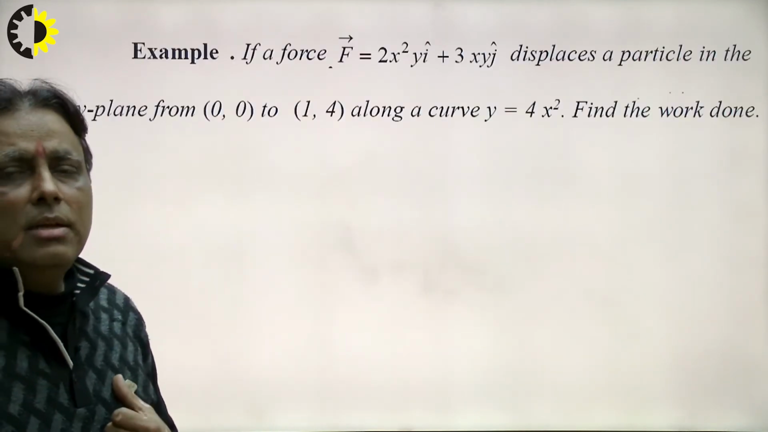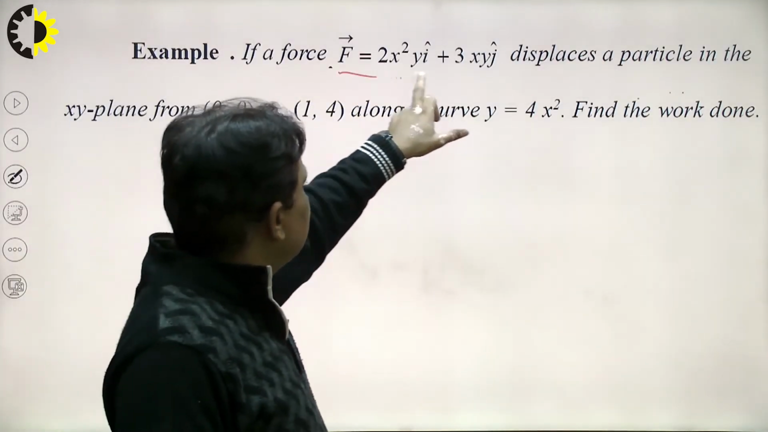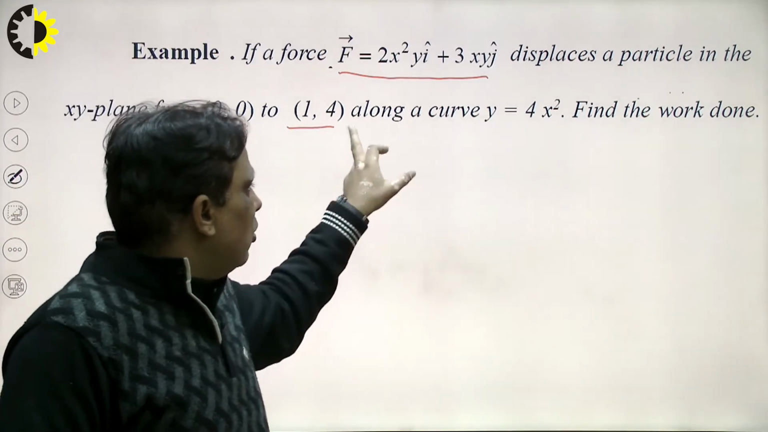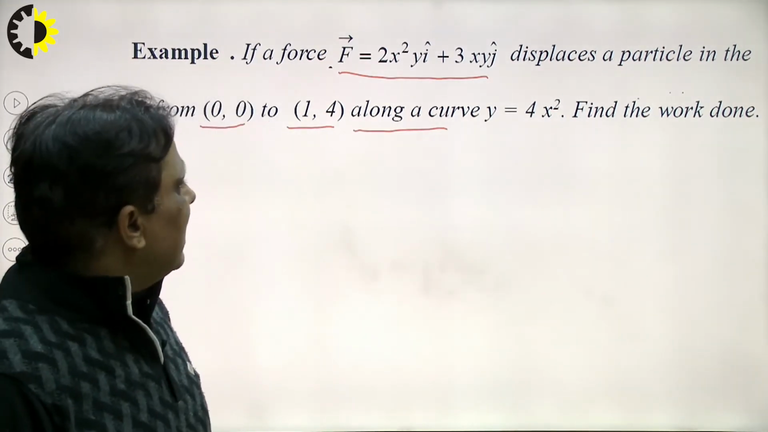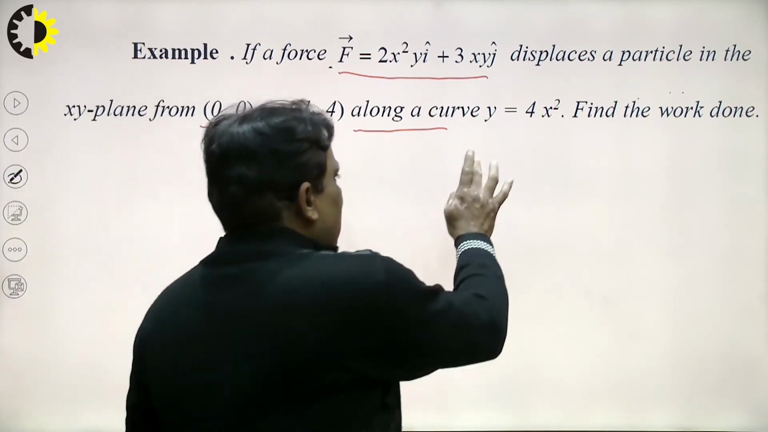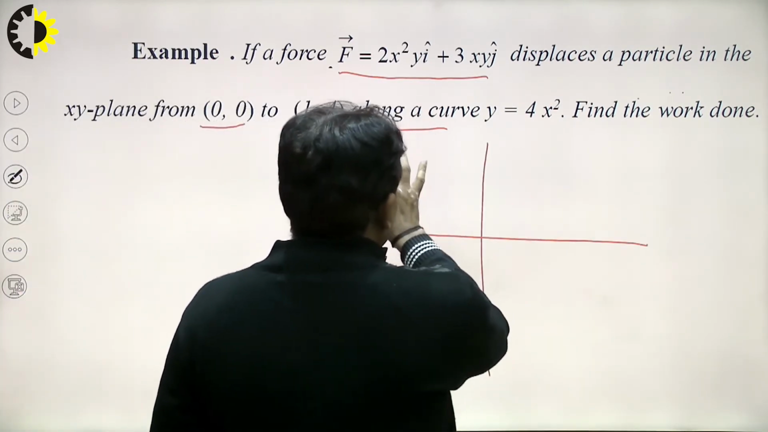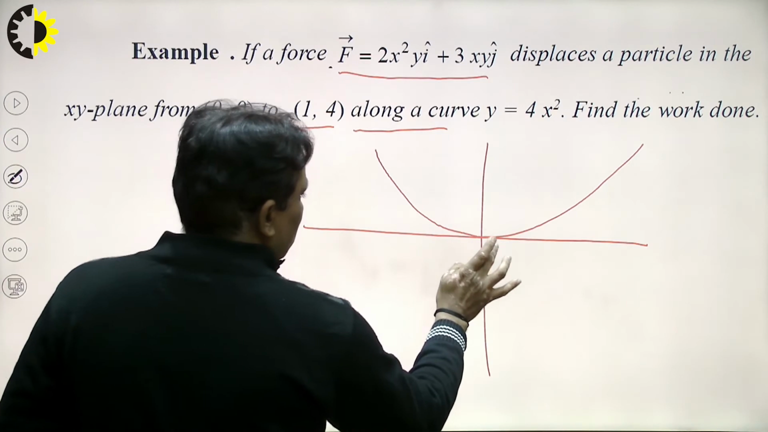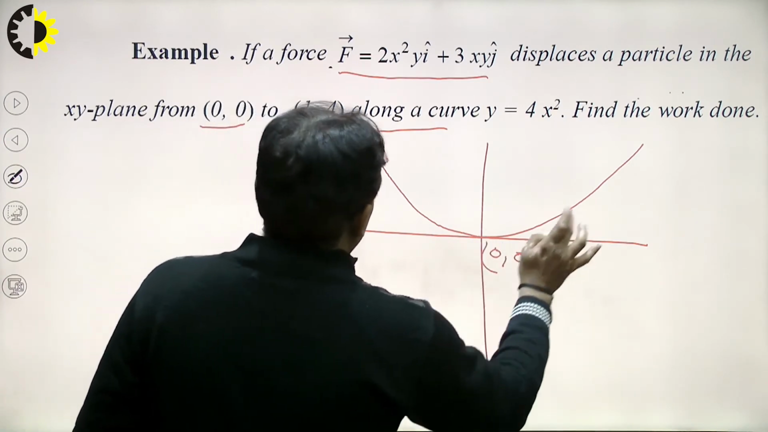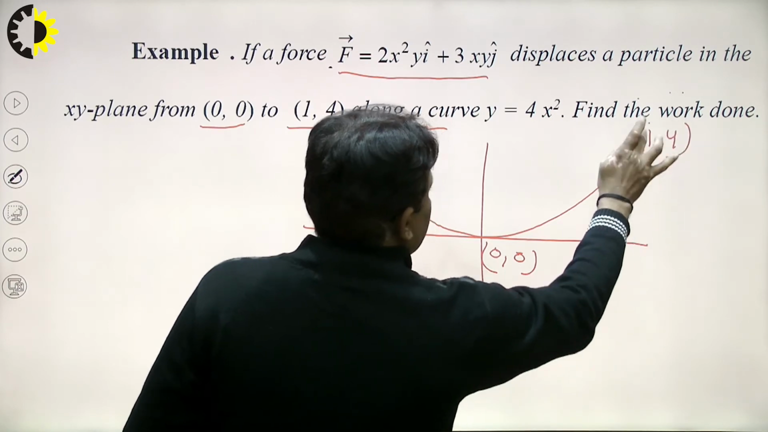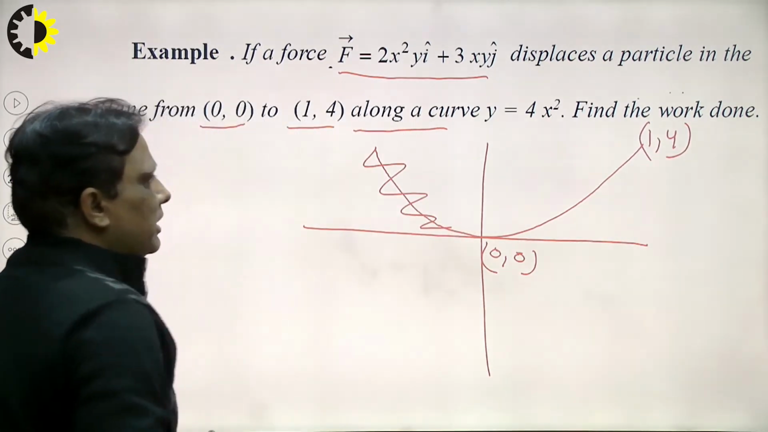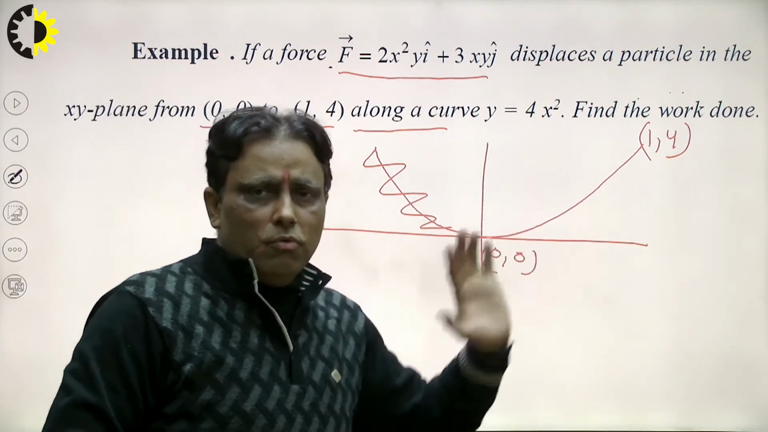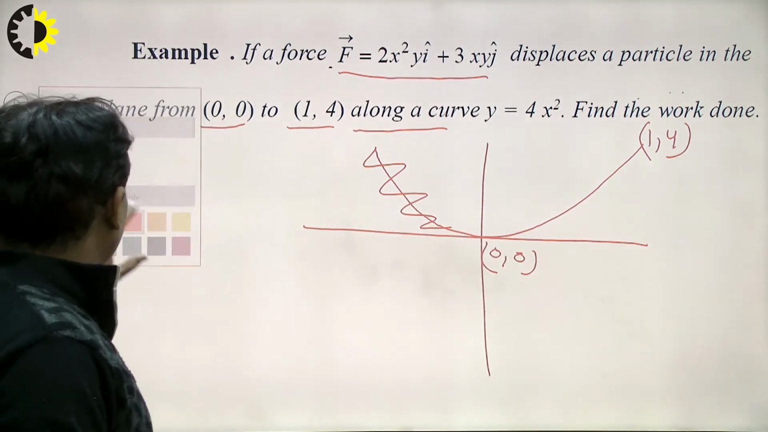We consider an example here. A force F, this is F, displaces a particle in the xy plane from 0, 0 to 1, 4 along the curve y = 4x square, right? That means this is the curve. This is the diagram of this curve. This is the parabola. But in this problem, we consider here only 0, 0 to 1, 4, right? So that means this portion is not considered, only this part. That means we go along this path from 0, 0 to 1, 4. So we consider it and calculate the result here.